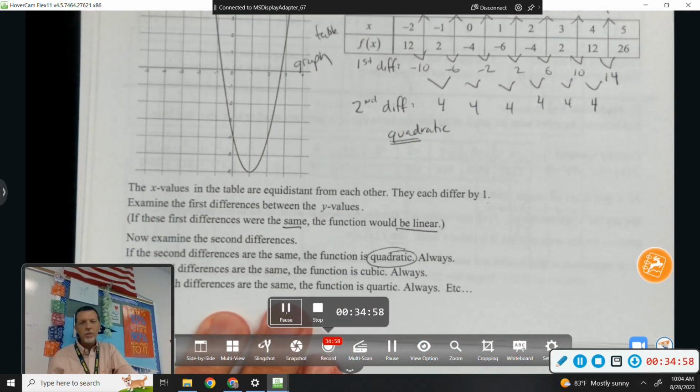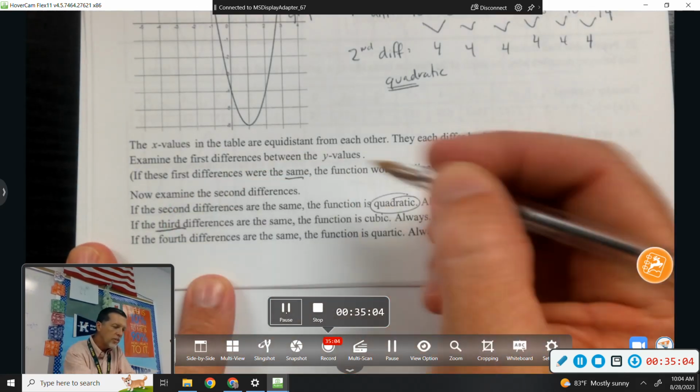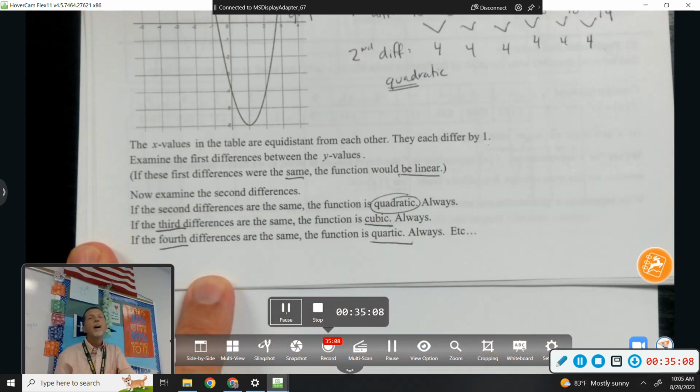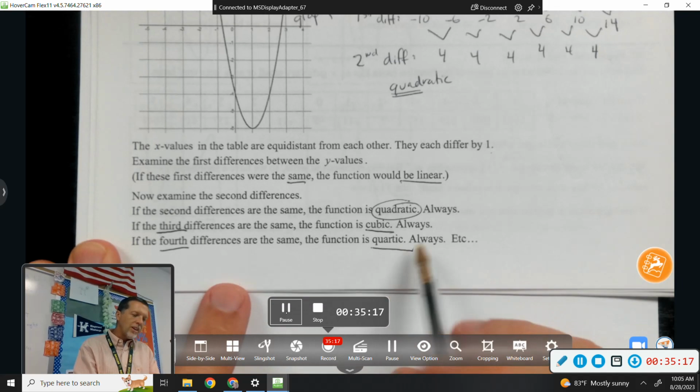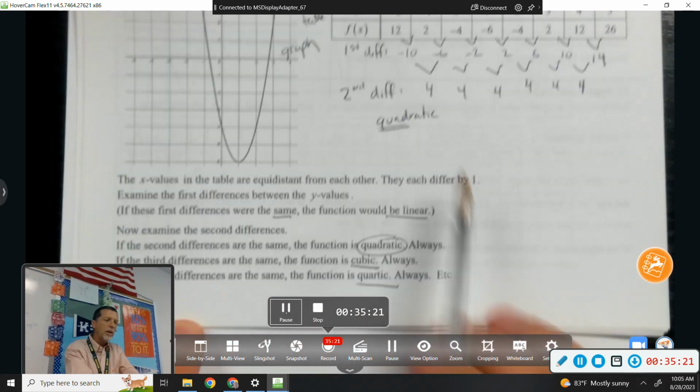And then we're not going to do examples of the others because it takes forever to write out the table. But if the third differences are the same, it's cubic. If the fourth is the same, it's quartic, and so on. It keeps going that way. Now, if we ask you to figure out which one it is, and you're at the fifth difference and nothing has happened yet, it probably means you made an algebra or a little mistake somewhere back there.